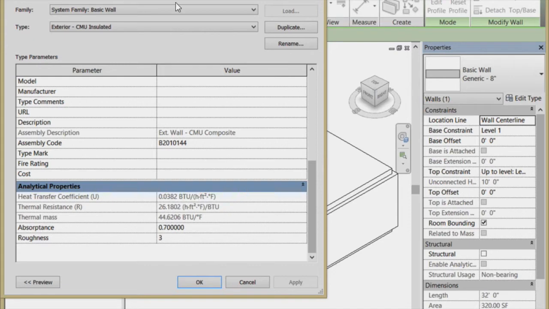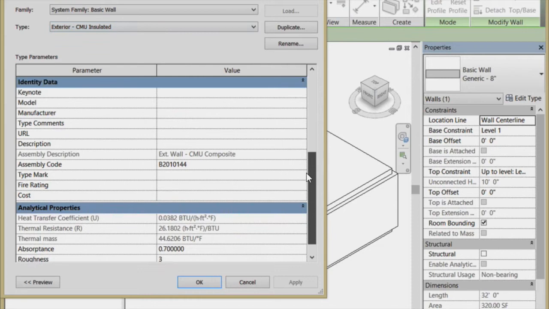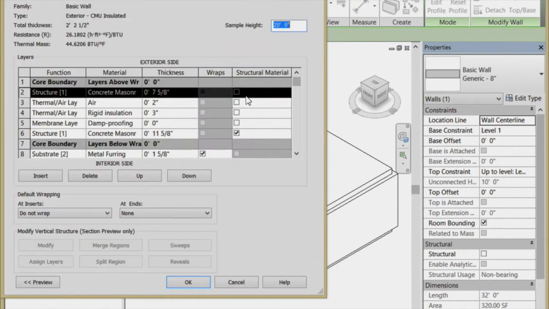So if, for example, we take this CMU insulated wall, let me take a look at its properties a little bit, and I edit it. You'll see it's got a bunch of different little layers in here. It's got some concrete masonry units. It's got some rigid insulation that's 3 inches. It's got some damp proofing. It's got some concrete masonry, some metal furring. It's got a number of different things here.